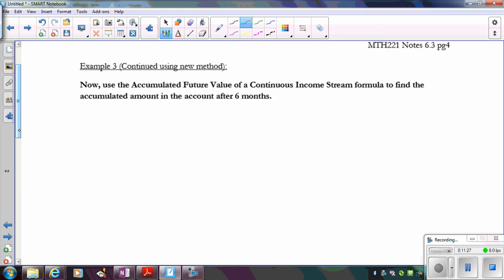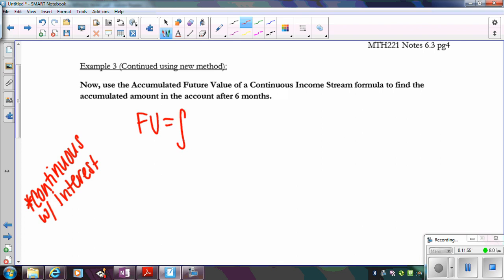Basically, we're going to look at the example that we just saw, where you saw it worked out using the old, long method. We're going to use this formula. So we know that, first of all, it's a continuous money flow problem with interest. So let's start with writing our formula. Our future value is going to be the integral from 0 to t of f of t times e to the rt, with respect to t.